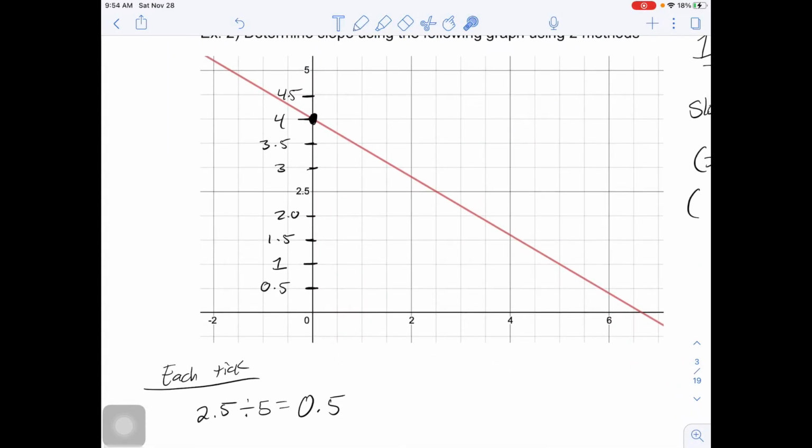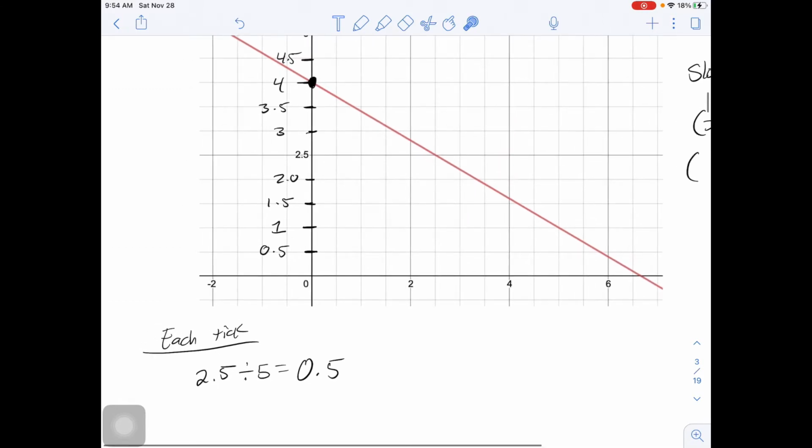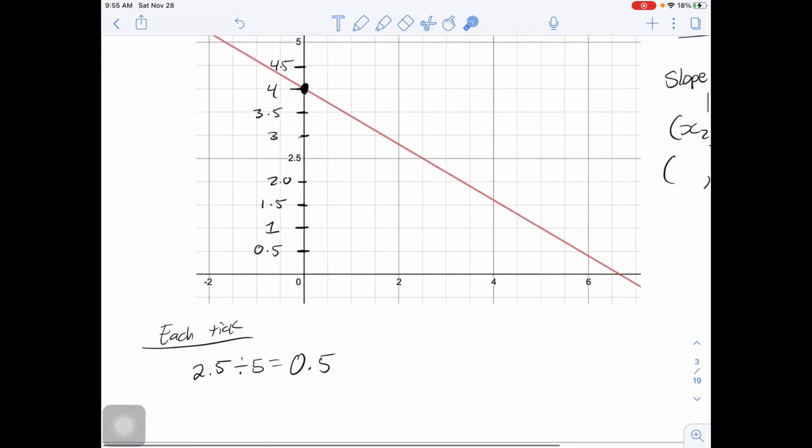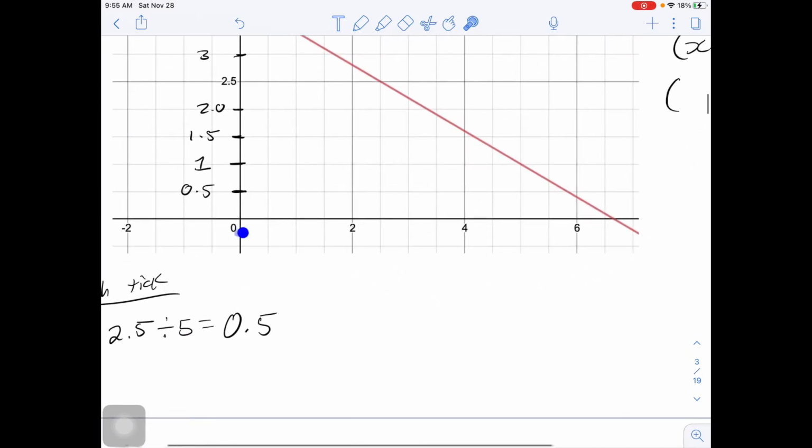So again, review: how do I do that? You always go to your first valued tick. So 0, first valued tick 2.5, and then divide it by however many ticks it's broken up by. So this was broken up by 1, 2, 3, 4, 5, so divide it by 5. And you could do the same thing here.